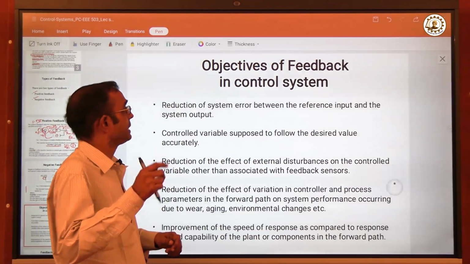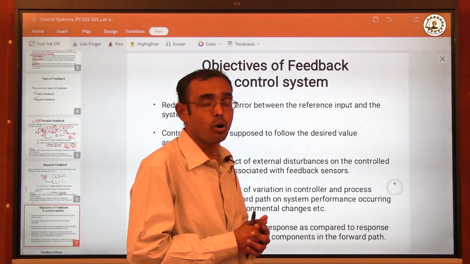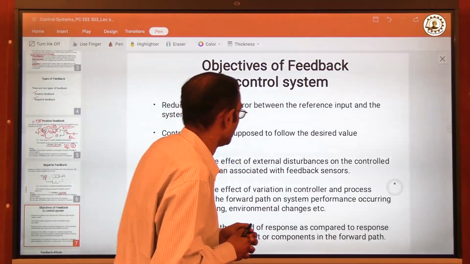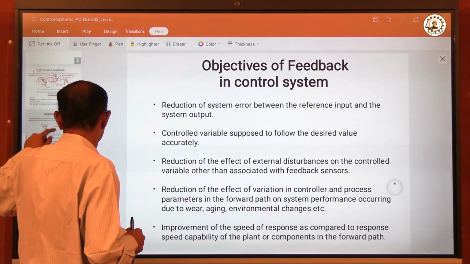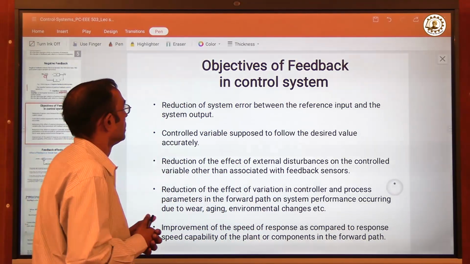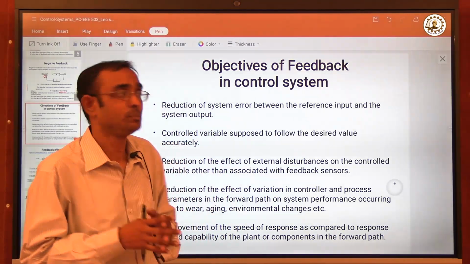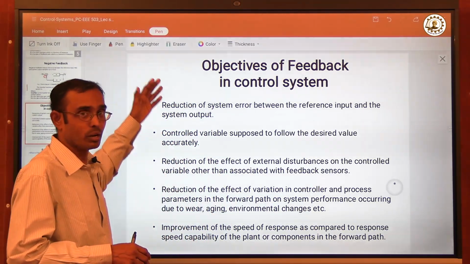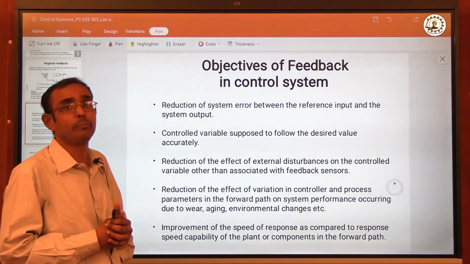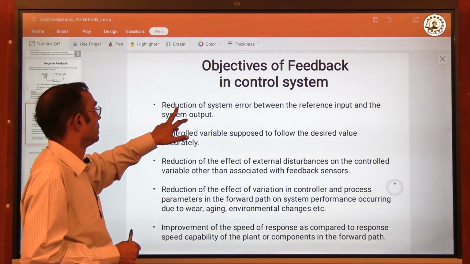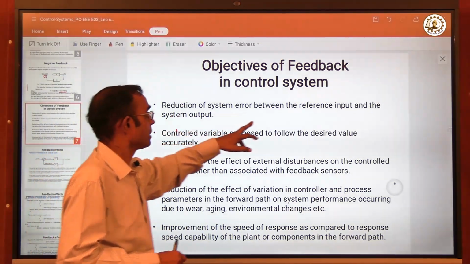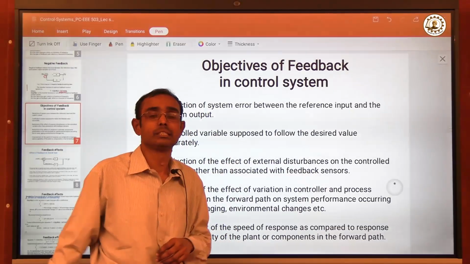Now, objectives of feedback controls, objectives of feedback in a control system. Now, it is the main theory part of the idea of using feedback in a control system. What are the objectives? You all can see that these are some of the main important objectives. Reduction of system error between the reference input and the system output.